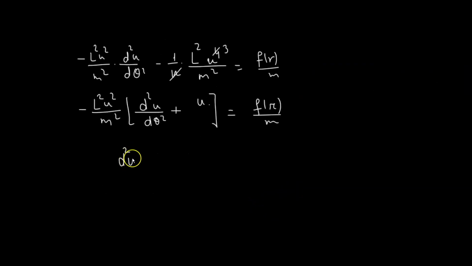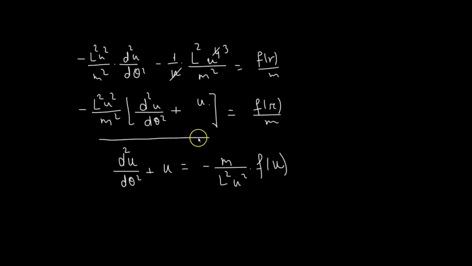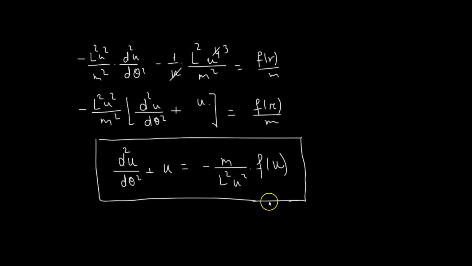That should give us d²u/dθ² + u = −(m/L²u²) f(r), but since r = 1/u, this is the same thing as saying f is a function of u. So this is our new differential equation.